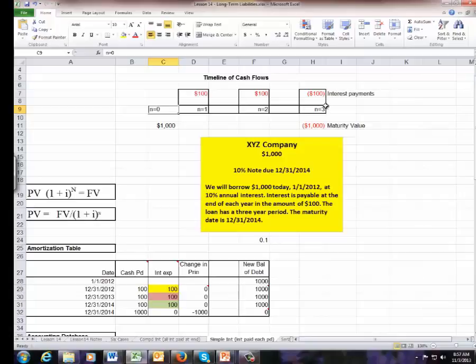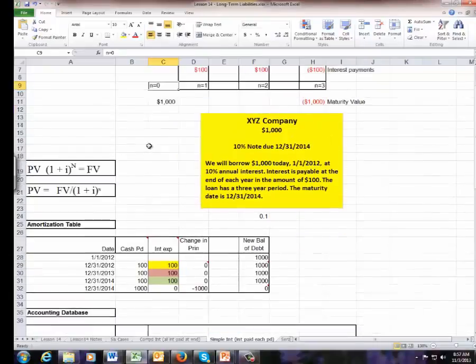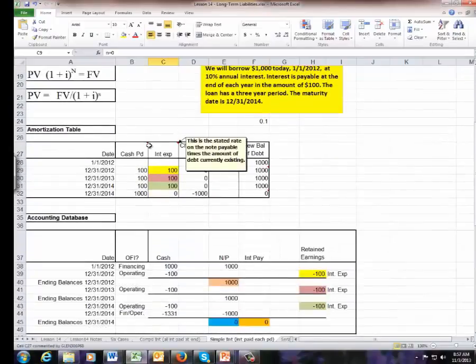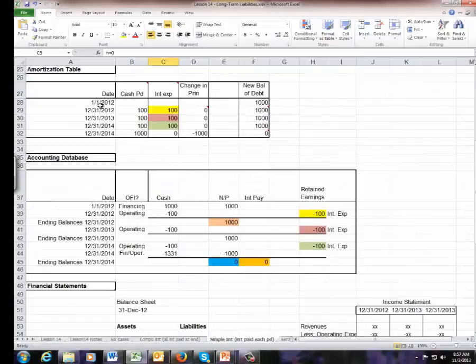2014 right there. Now, here we can use our amortization table to identify the cash flows and the change in principal so that we can do the accounting for this particular note payable. So here, the amortization table. On January 1, 2012, we borrow $1,000. So we always start in the northeast corner of this with the balance of the debt.